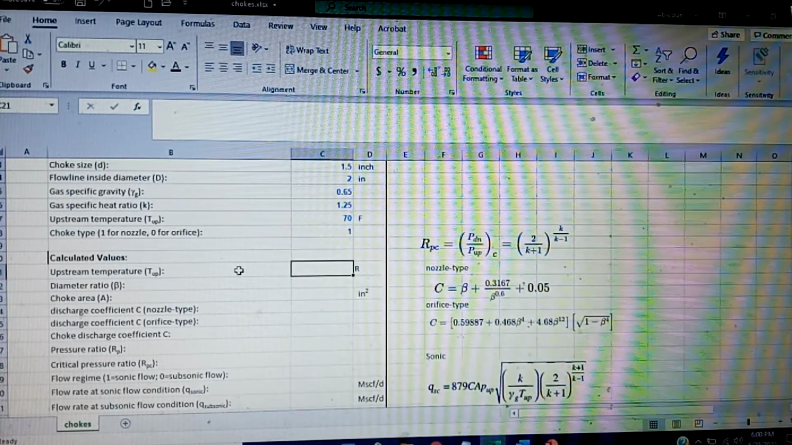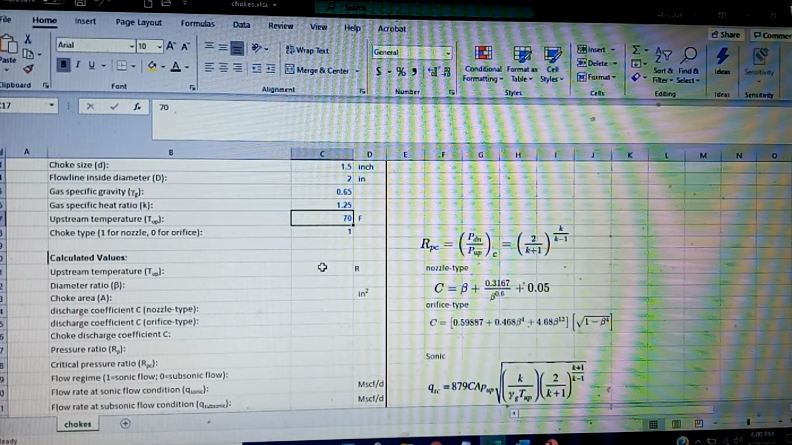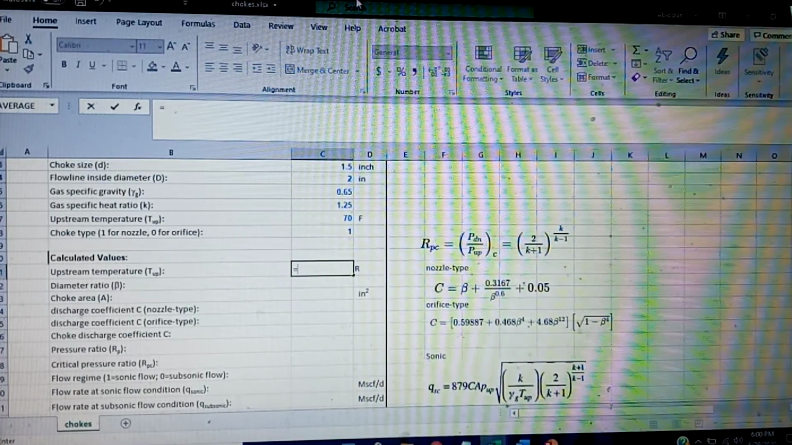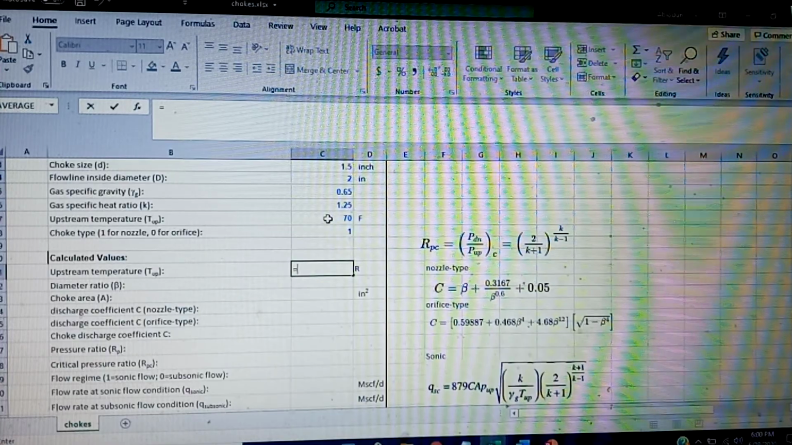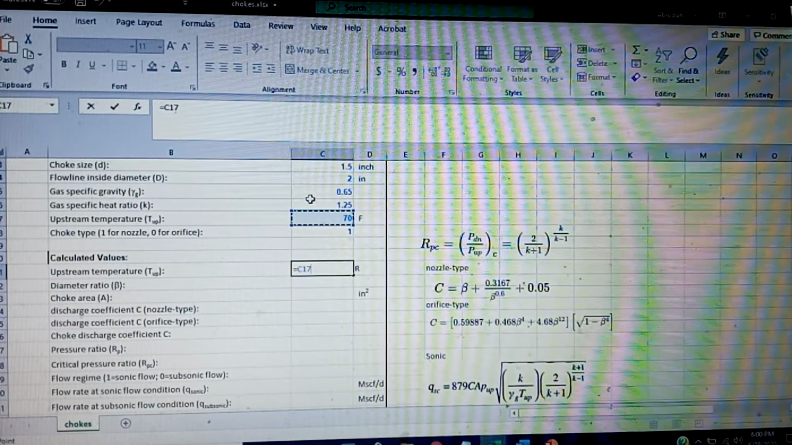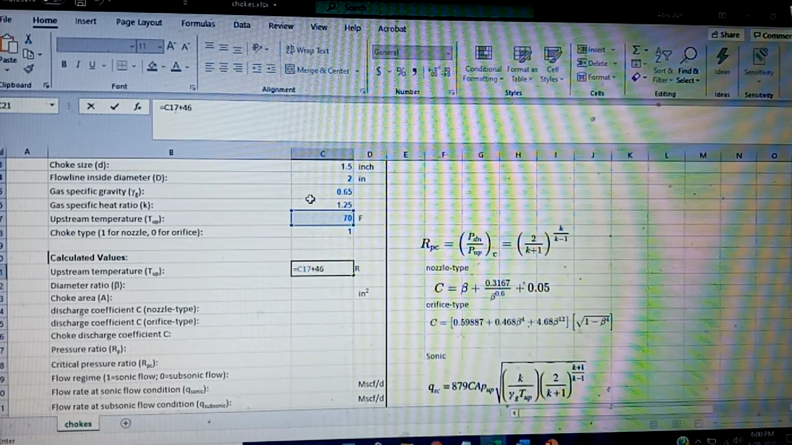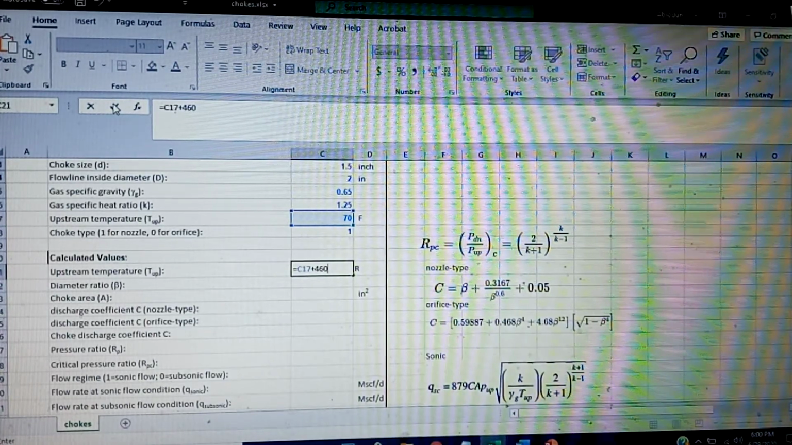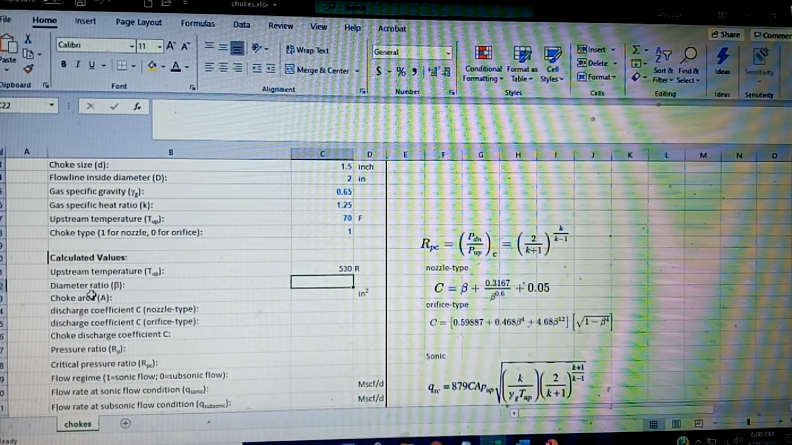So the first thing here is the upstream temperature, to convert it to Rankine. So you are given the temperature here. Remember, in Excel, if you want to start an equation, you put equals first. So I do equals. How do I convert to Rankine? I just click on the temperature, which is 70 here, plus 460. So that's the first equation there. I click OK. So that's 530 Rankine.